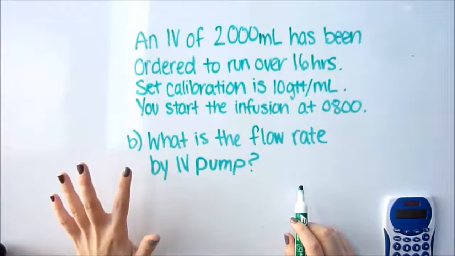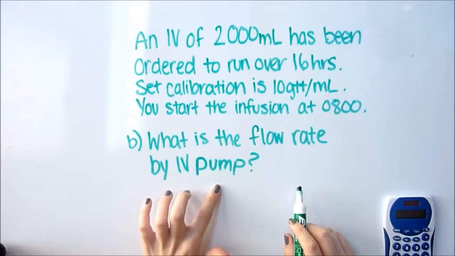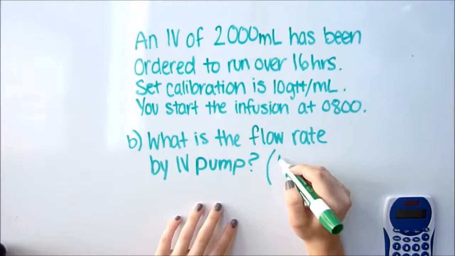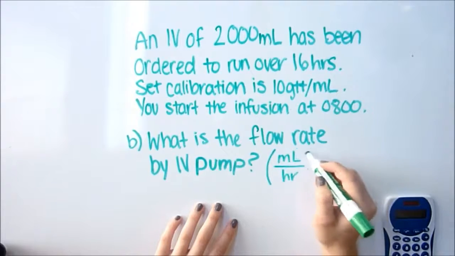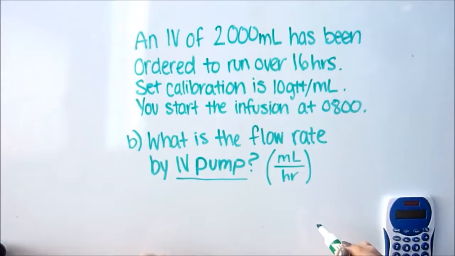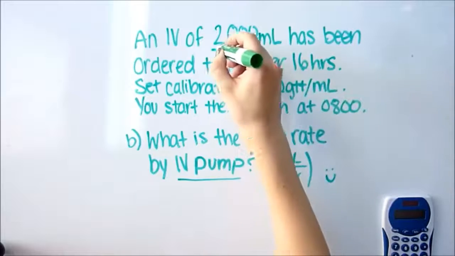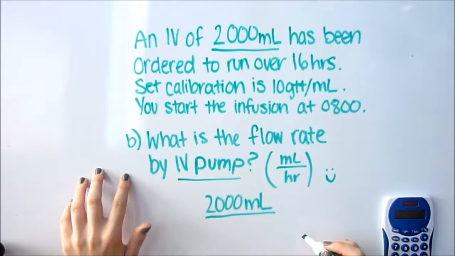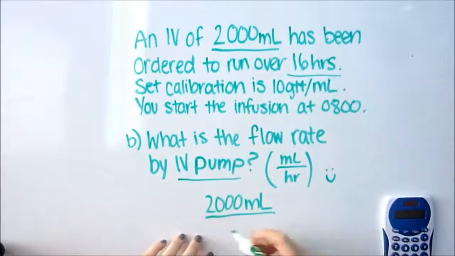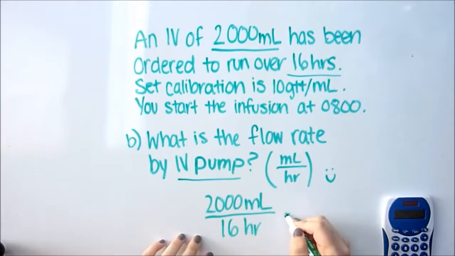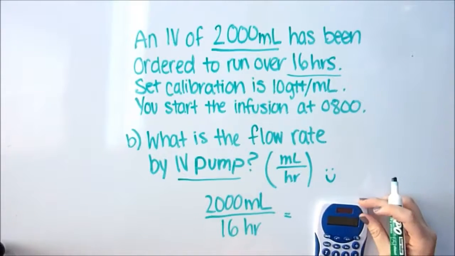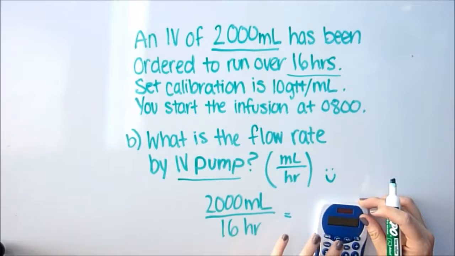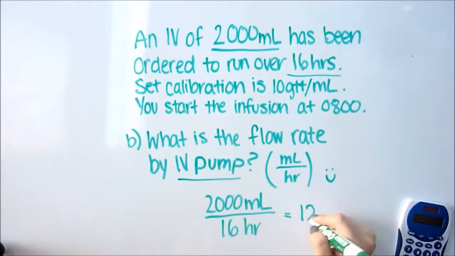So now we're going to figure out what is the flow rate by IV pump. And basically what that means is our ml per hour. They're just trying to trick you with this little wordage. But we got this. No tricking here. Okay. So we're going to use our volume, 2,000 mLs, and we're going to divide that by 16 hours. Which will give us 2,000 divided by 16, 125 ml per hour.